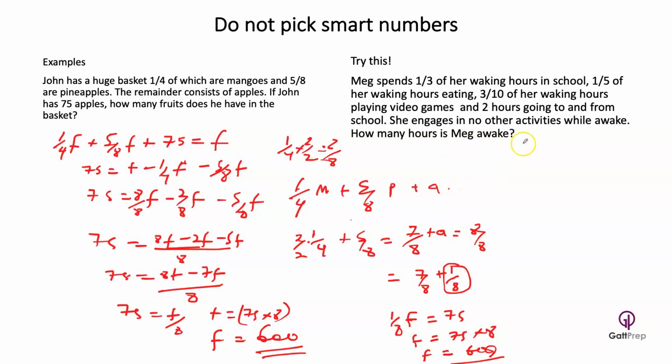Try your hands on this particular question. It says Meg spends 1/3 of her waking hours in school, 1/5 of her waking hours eating, 1/3 of her waking hours playing video games, and 2 hours going to and from school. She engages in no other activities while awake. How many hours is Meg awake? Very interesting question.